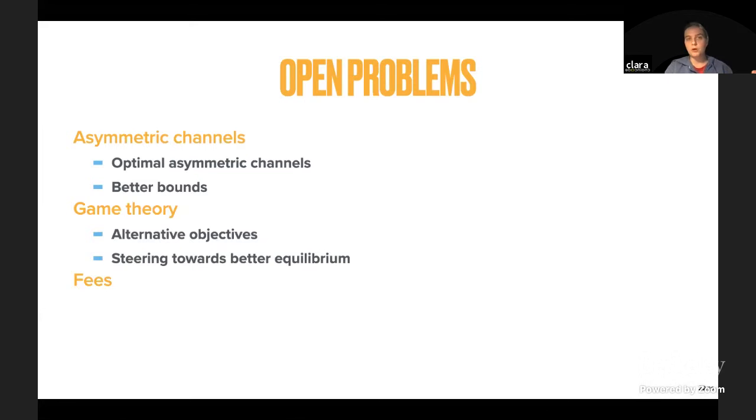And another open problem that we haven't touched at all in our work is the questions of fees. What are going to be the fees in the equilibrium, and how are they going to affect the structure and in general the health of the network?